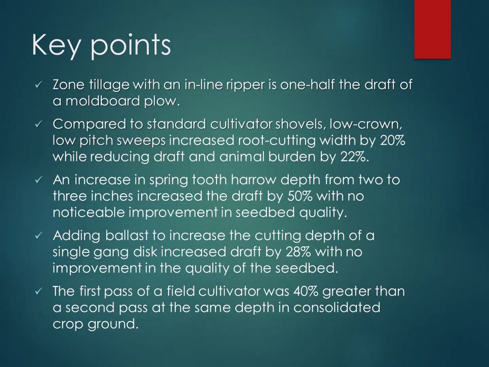Compared to standard cultivator shovels, low crown, low pitch sweeps increased the root cutting width by 20% while reducing draft and animal burden by 22%. An increase in spring tooth harrow depth from 2 inches to 3 inches increased the draft by 50% with no noticeable improvement in seed bed quality. Adding ballast to increase the cutting depth of a single gang disc increased the draft by 28% with no improvement in the quality of the seed bed. The first pass of a field cultivator in consolidated soil was 40% greater than a second pass at the same depth.